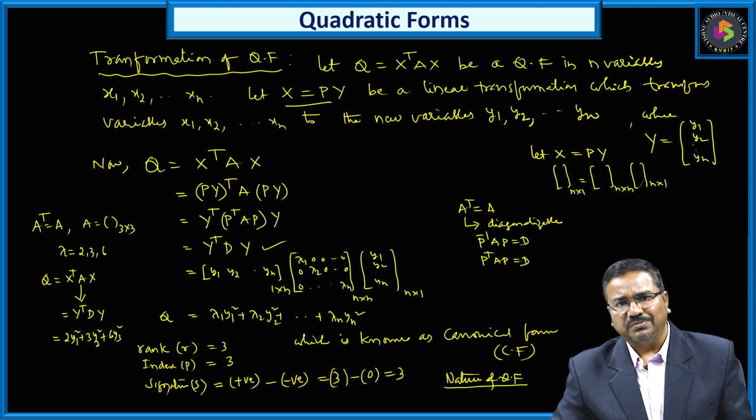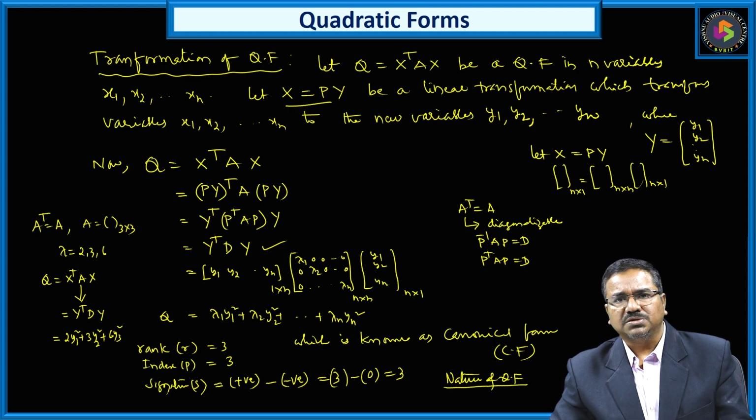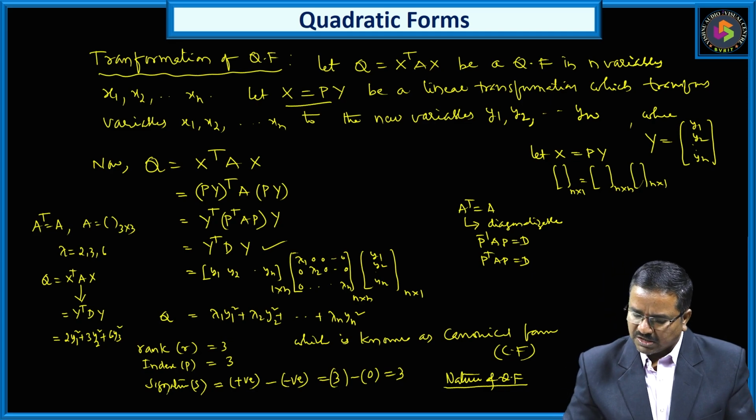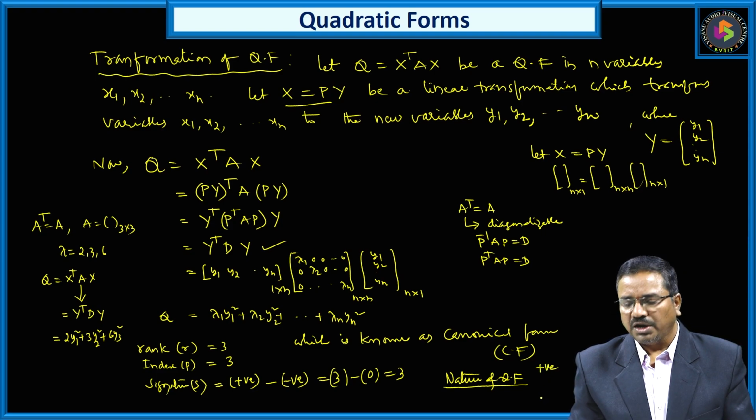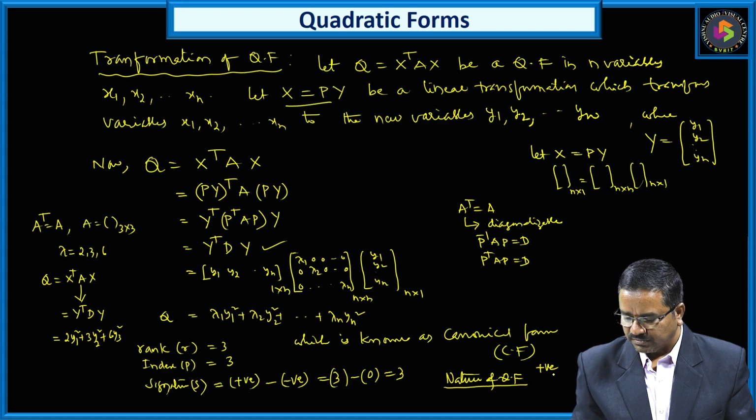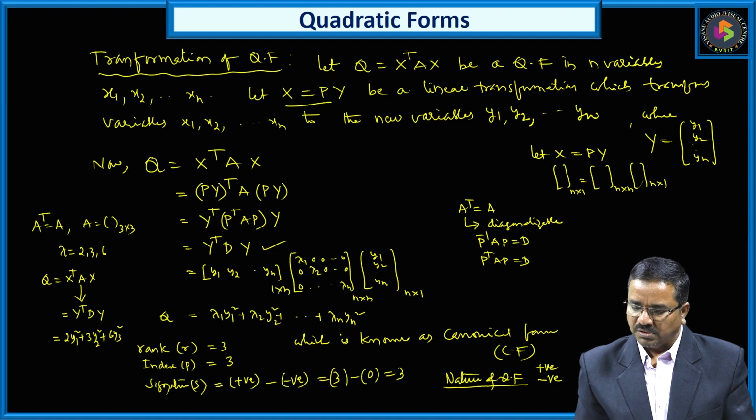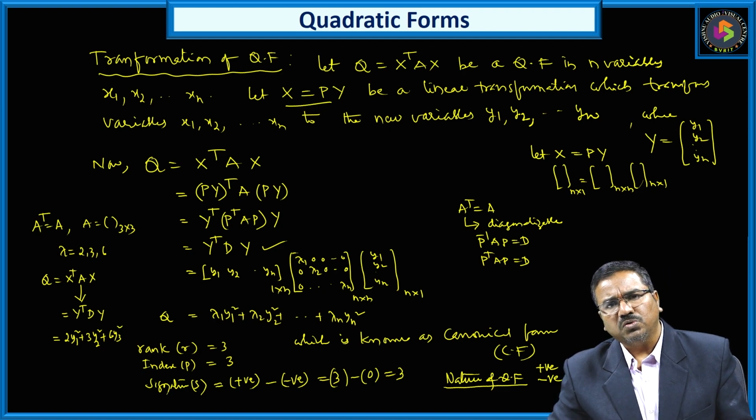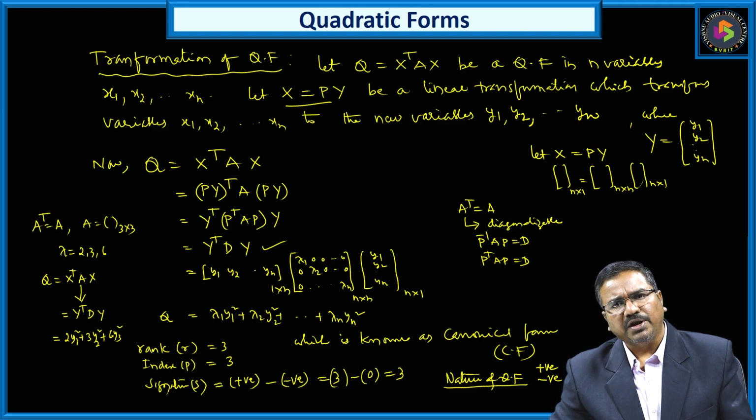What is the nature of the quadratic form? Using the eigenvalues we can tell that. The canonical form depends on the eigenvalues, so from the eigenvalues we can easily conclude the nature of the quadratic form. If all eigenvalues are positive, we say positive definite. If all eigenvalues are negative, negative definite. If at least one eigenvalue is 0 and the remaining are positive, positive semi-definite. If at least one eigenvalue is 0 and the remaining are negative, it is called negative semi-definite. If some are positive and some are negative, indefinite.